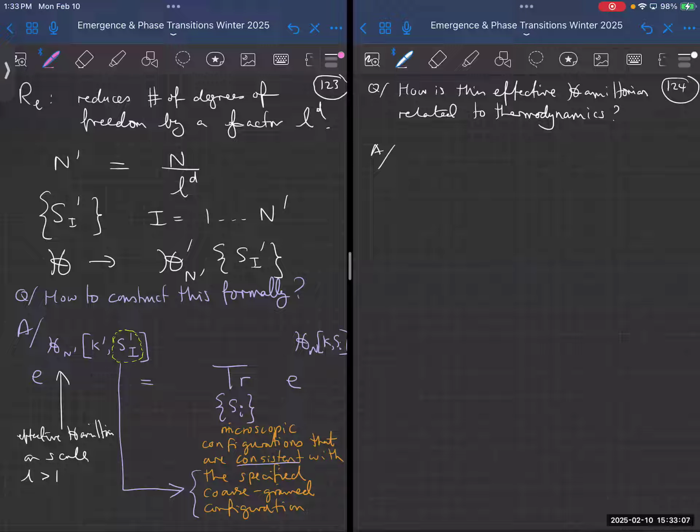Well, our answer is this. Suppose I just gave you the effective Hamiltonian at scale L, L greater than 1. Then what you would say is, well, if I want to know what is the Helmholtz free energy of the system, so what do I do? Well, I take my Hamiltonian, my Boltzmann factor, and we know that this came from doing a coarse graining, but let's suppose we didn't know that. So I said, here's my Hamiltonian. It's got n prime degrees of freedom. Their name is S_I prime. And then I just take the trace over all of those.